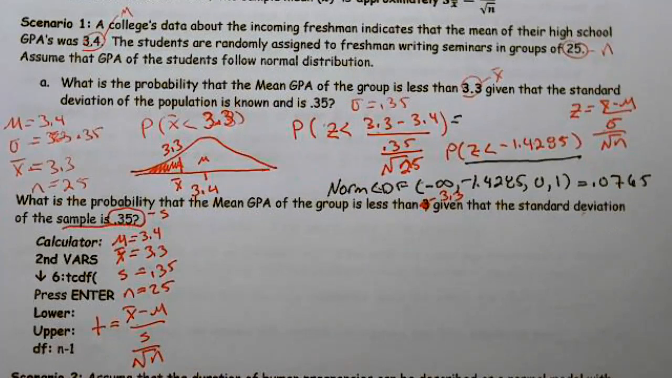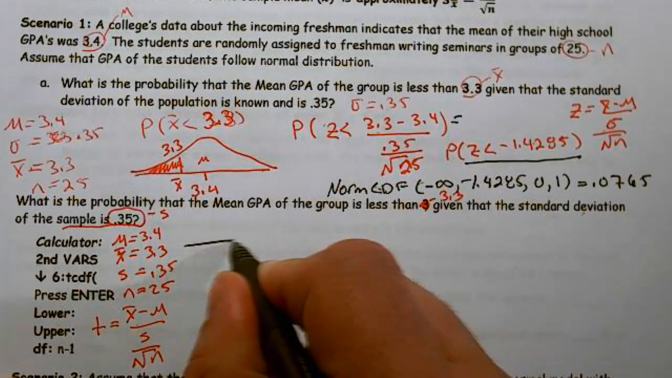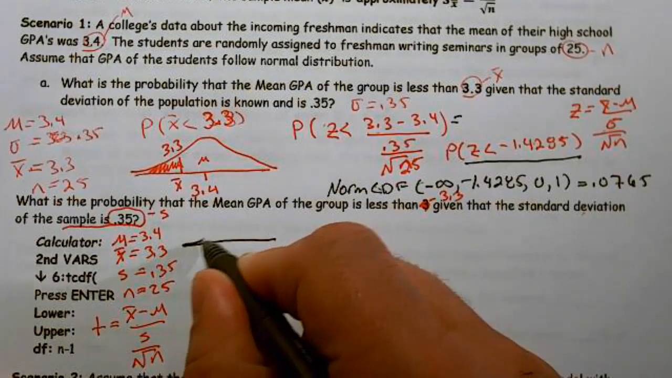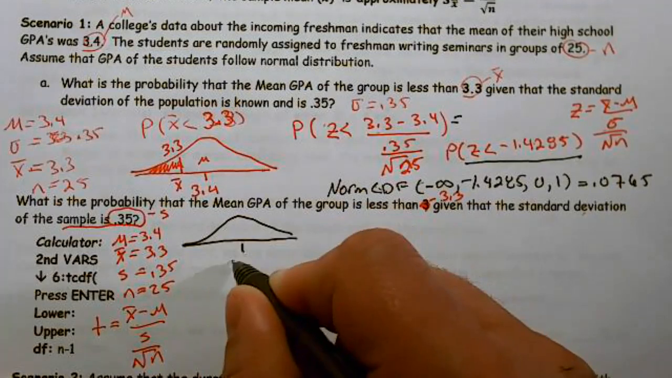All right. Now, if I were drawing a picture of this, wish I had a blue pen available. Maybe I do. Right. So if I were drawing a picture of this, my mean is still at 3.4.